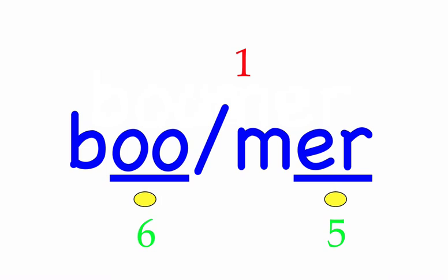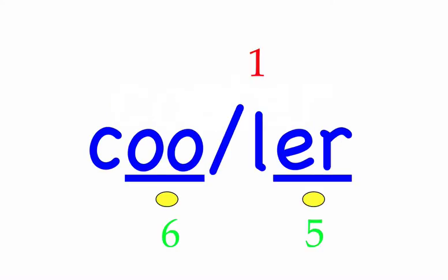Row 8. Cooler. Put plenty of ice in our cooler. Coo, 2 sounds: K, oo. Lur, 2 sounds: ul, r. Cooler. Mark the word.